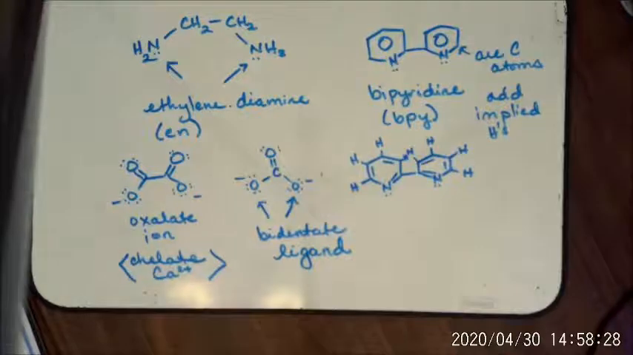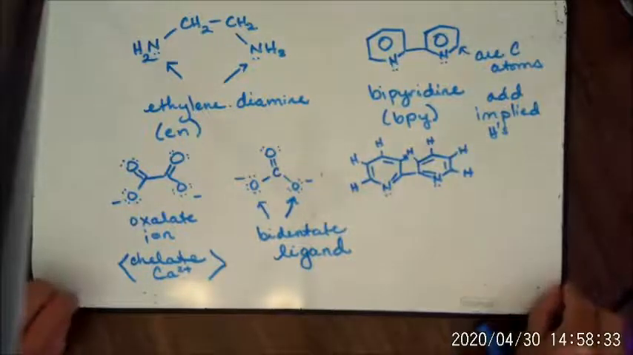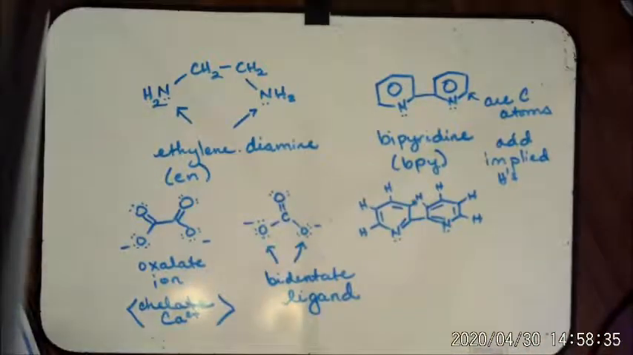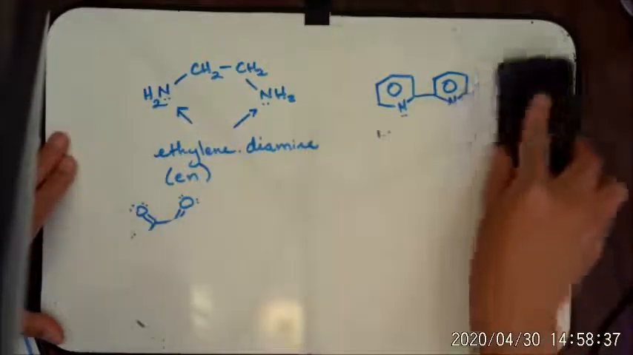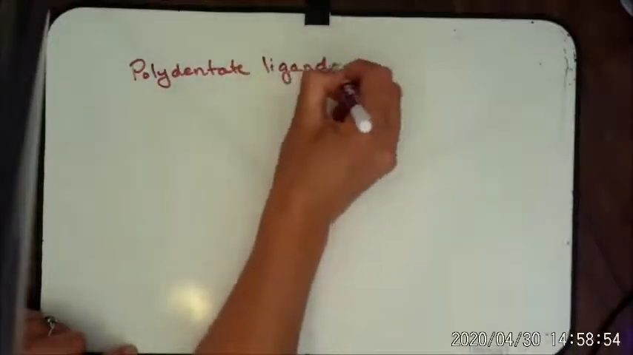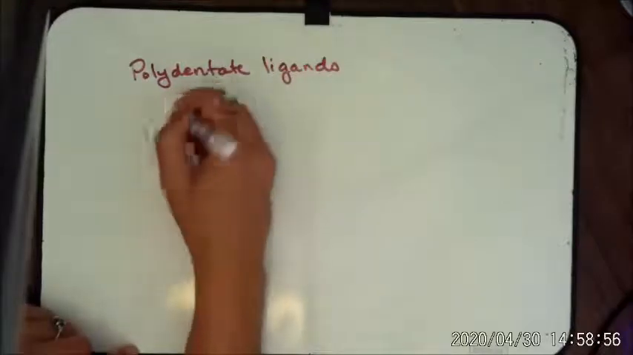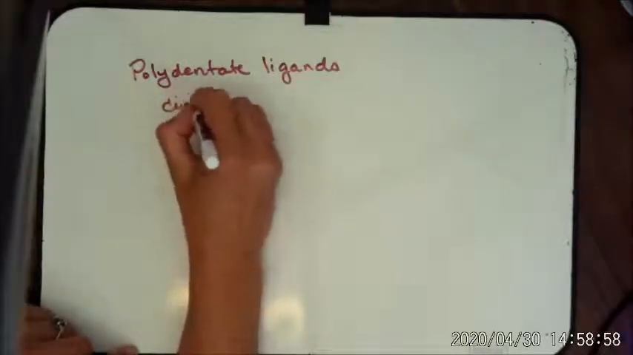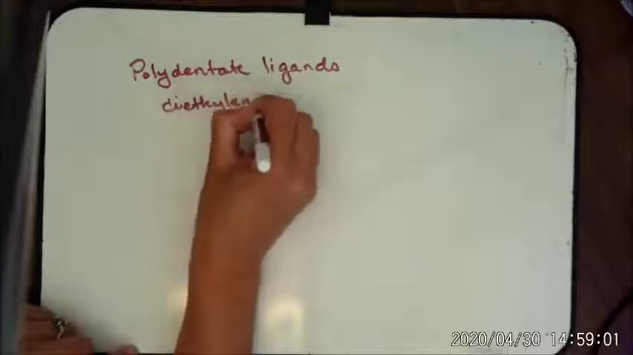Alright, let's talk about polydentate ligands next, and then let's draw you a structure. Okay? So polydentate ligands go a little like this. They have definitely more than 2. So let me give you polydentate ligands. Okay, one of them is diethylene triamine.